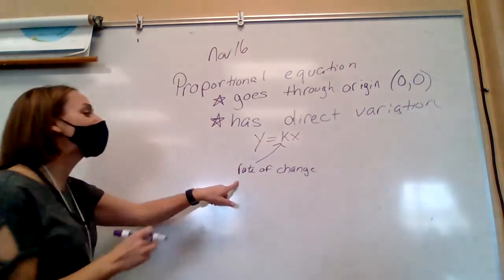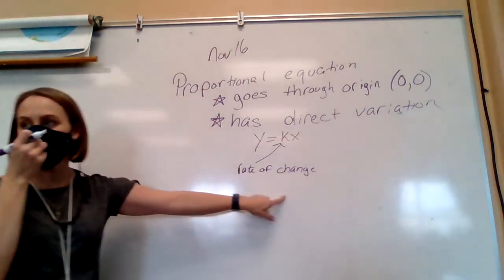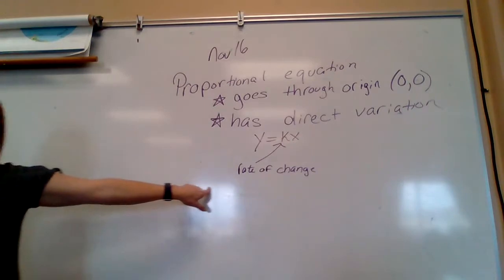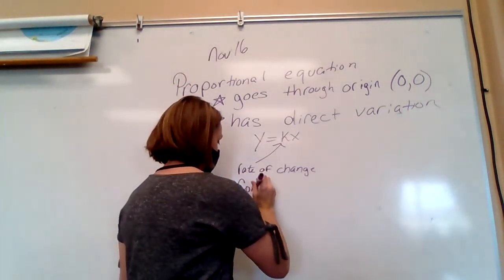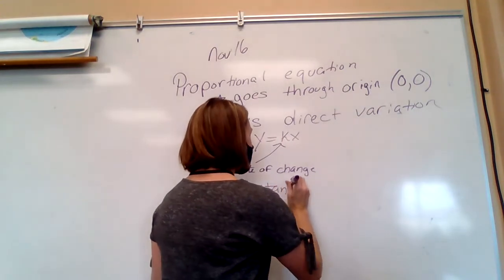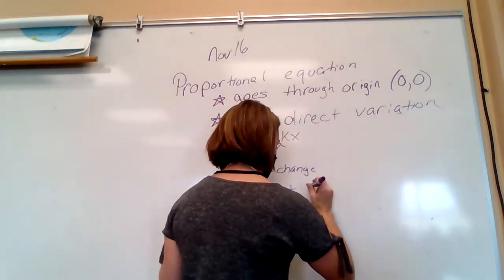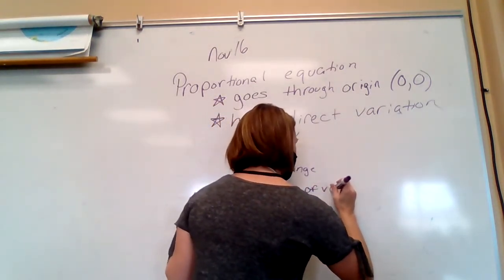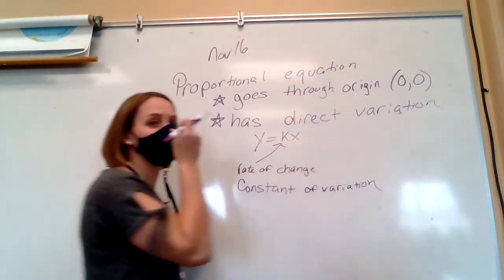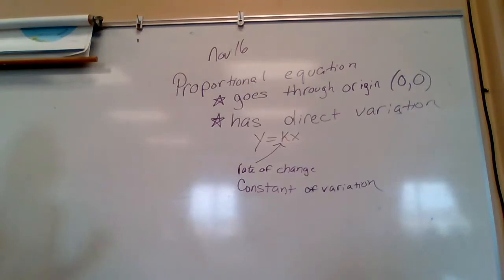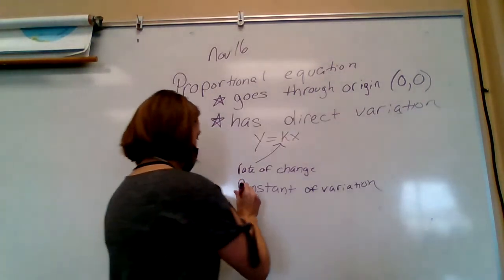Okay, rate of change. What else do we call this k? Constant of variation. What is the most recent one that we learned? Slope.